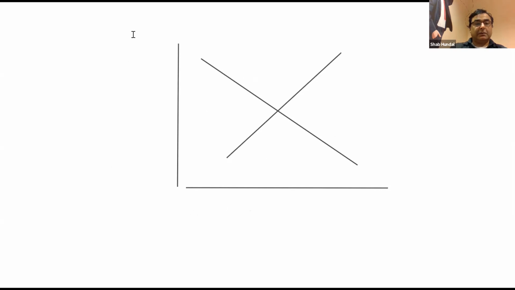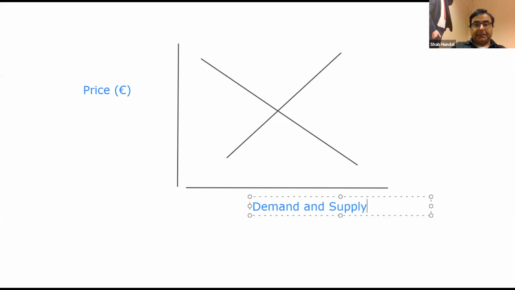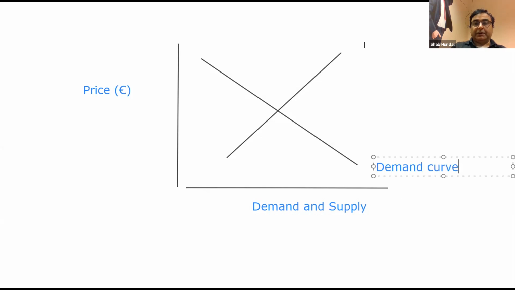Text box. So let's call it price in euros. Price in euros. And then here we write down with the text box demand and supply. And this can be called a demand curve. So I can call it demand curve. Demand curve. And this could be called, what is that? Yeah, supply curve. Supply curve.